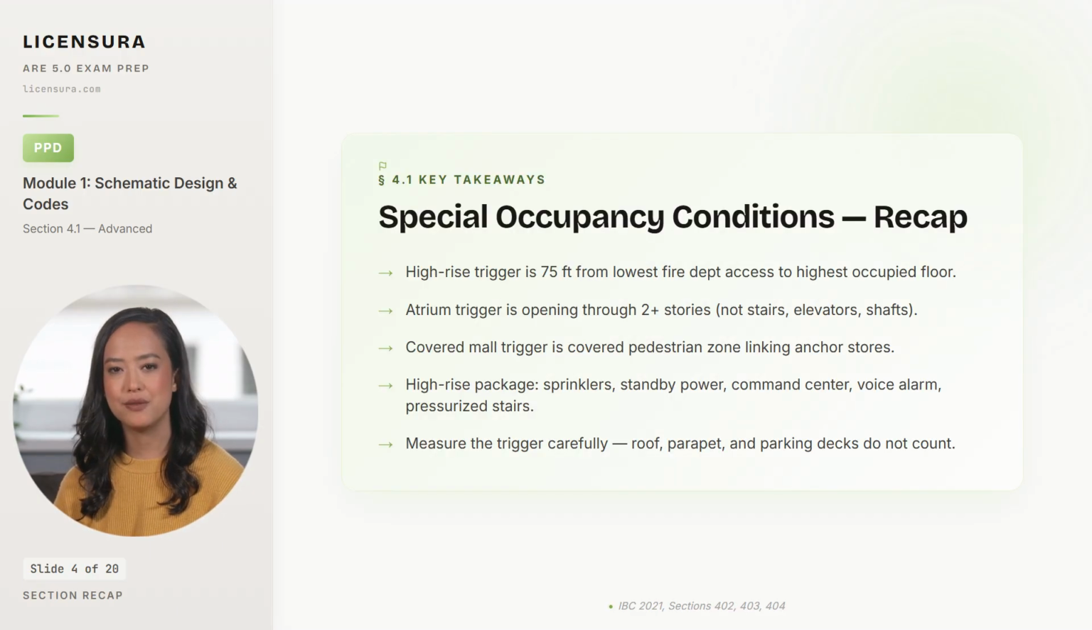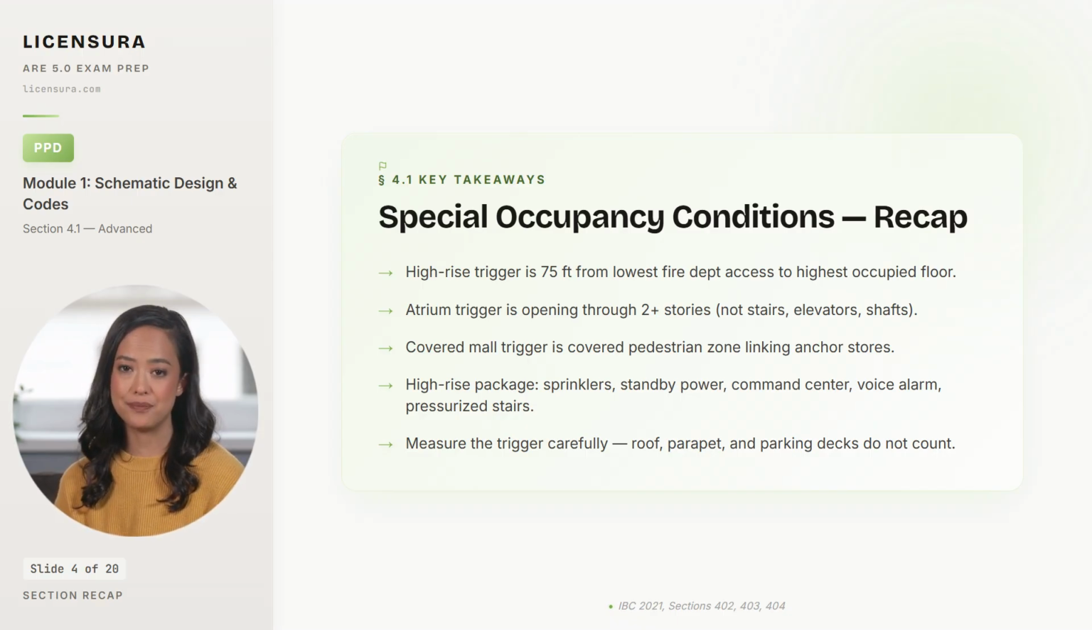5 takeaways from the special occupancy chapters. First, the high-rise trigger is 75 feet from the lowest fire department vehicle access to the highest occupied floor. Second, the atrium trigger is any opening through 2 or more stories that is not a stair, an elevator, or a shaft. Third, the covered mall trigger is the covered pedestrian zone that links anchor stores.